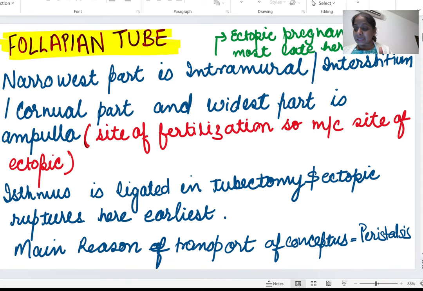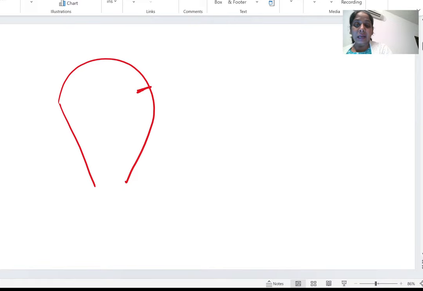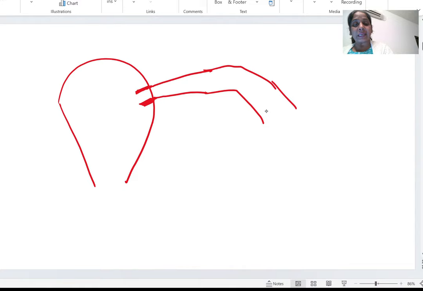First part is interstitial. Interstitial, then isthmus, then ampulla, then infundibulum. Let me draw it. If this is the uterus, the part which is inside the uterus is interstitial, then isthmus, then ampulla, and then infundibulum. So this order was asked last.